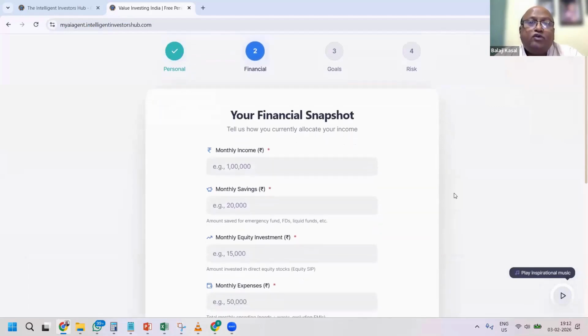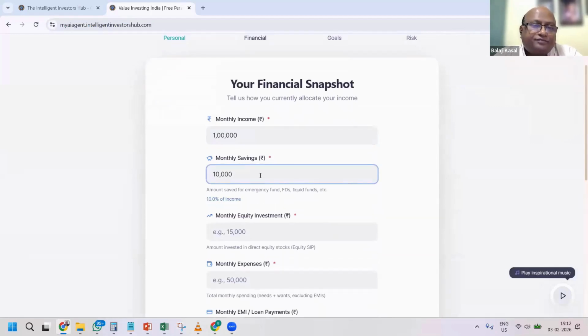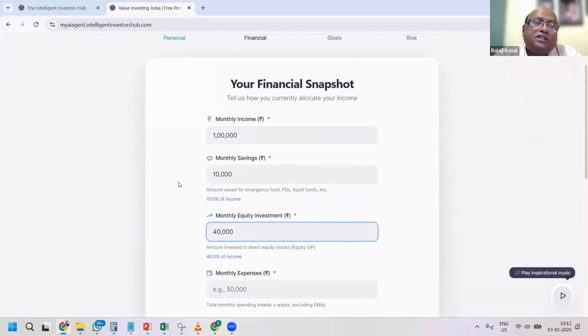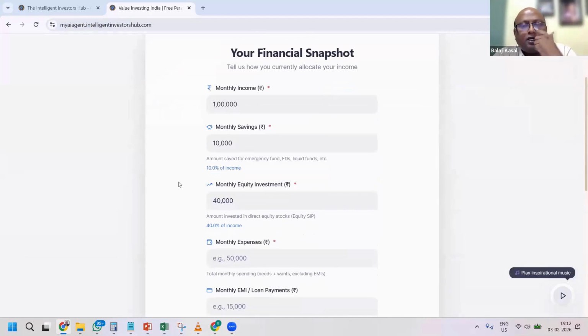It is asking you where you currently stand financially. Let me say, for example, 1 lakh rupees monthly income. Monthly saving maybe 10,000 rupees. Monthly investment maybe 40,000, just as an example. First look at the sequence. I put the saving first, because saving is important to take care of our emergencies and so on.